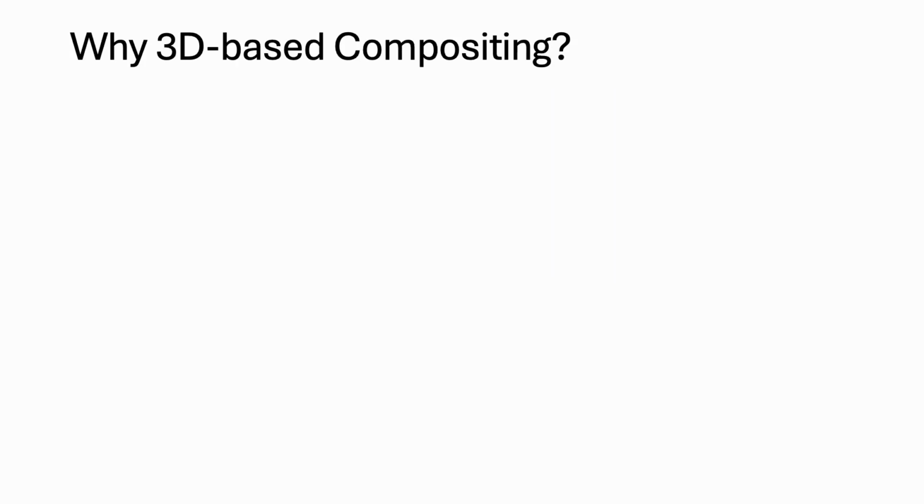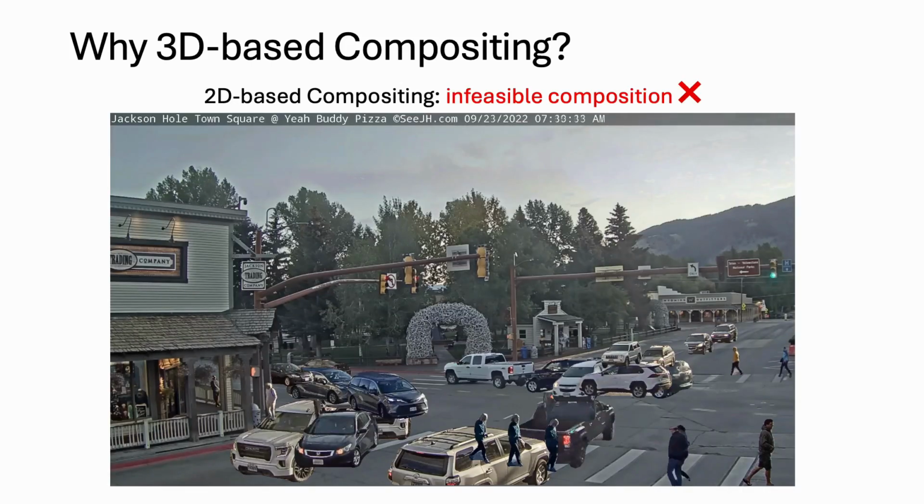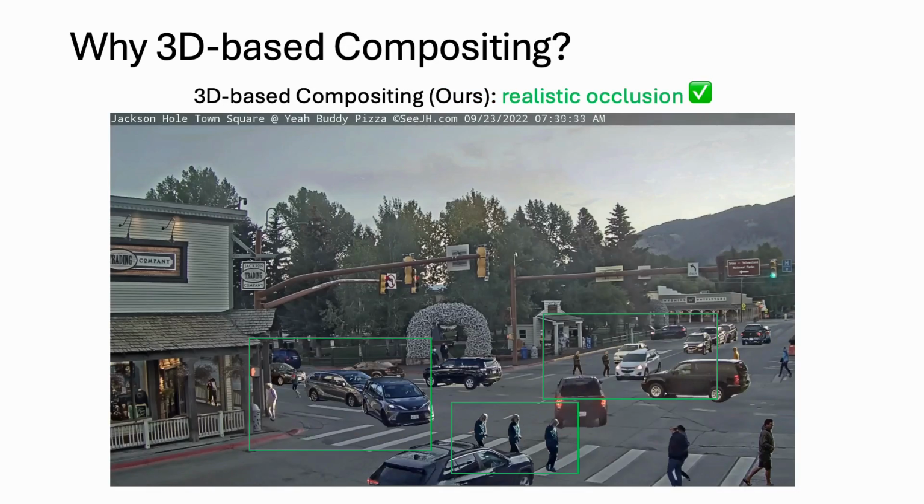Let's step back and see the advantages of our 3D-based method. First, let's consider 2D-based method, where objects are cut and pasted at their original locations. If we look closer, we often see cars overlapping with each other and even pedestrians walking on top of cars. This does not happen with 3D-based compositing. Since we know the full 3D, we can composite a much more realistic occlusion configuration.